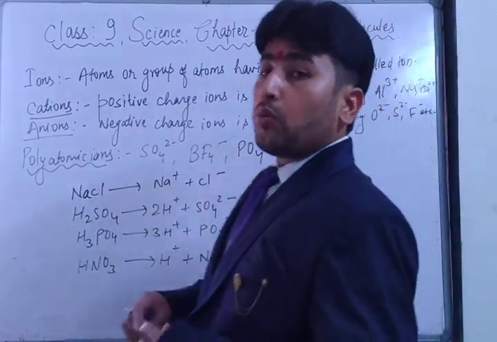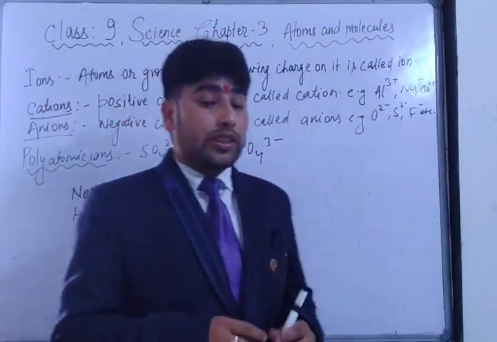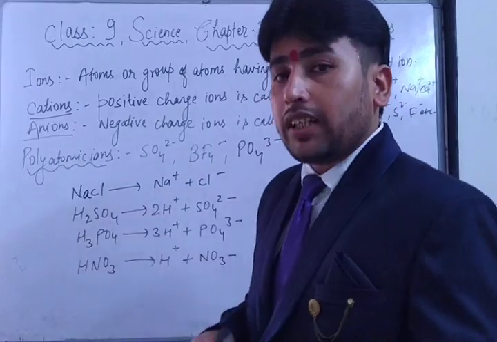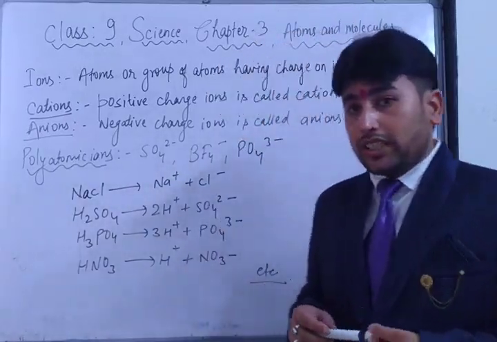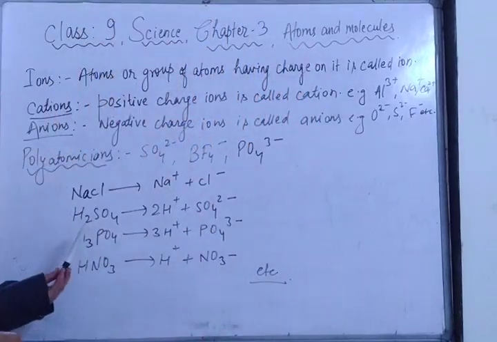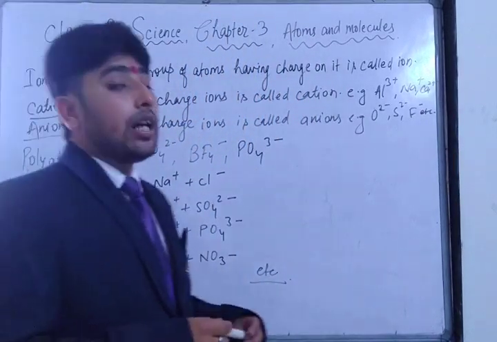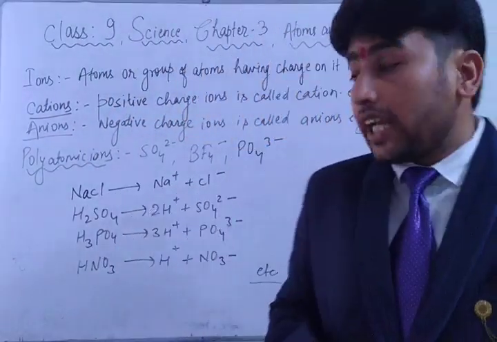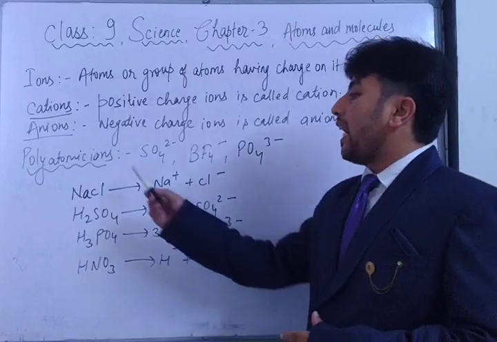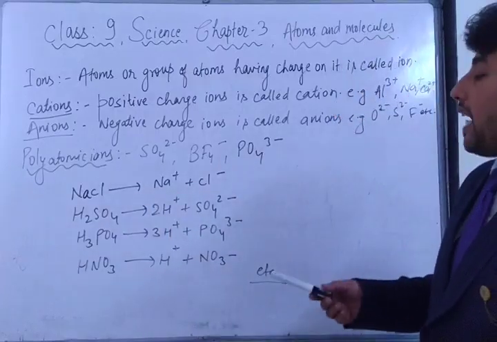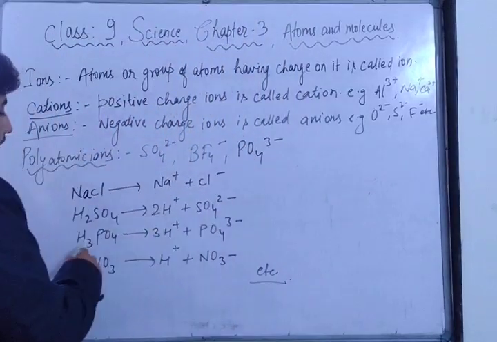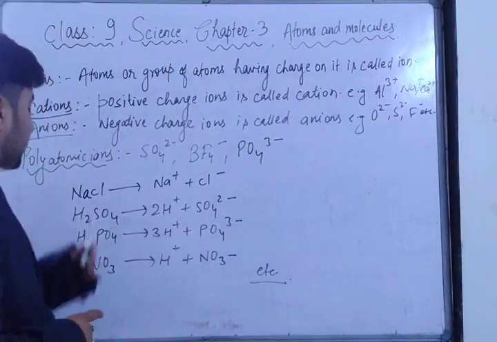Similarly, have you heard of sulfuric acid, the king of acids? Can you tell me the chemical formula of sulfuric acid? H2SO4, right? When H2SO4 breaks down, it becomes 2H plus and SO4 2 minus. These are polyatomic ions. A polyatomic ion can be a cation and it can be an anion also. So 2H plus is the cation and SO4 2 minus is the anion.